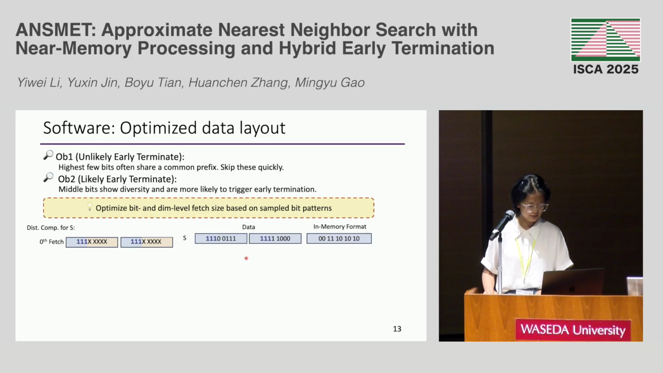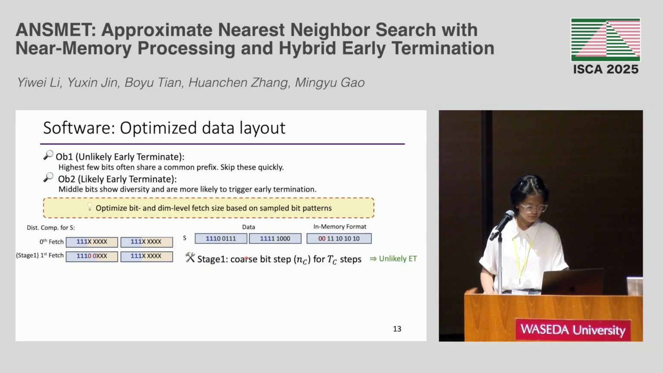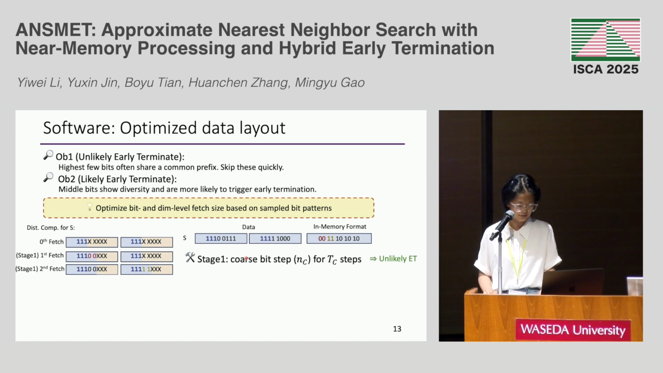When computing the distance of a search vector, for the highest few bits, we take coarse bit steps called NC for TC steps. In this case, in the first and the second fetch, we fetch the bits from the same dimension. The parameter of coarse bit step is 2, and the parameter TC here is also 2.